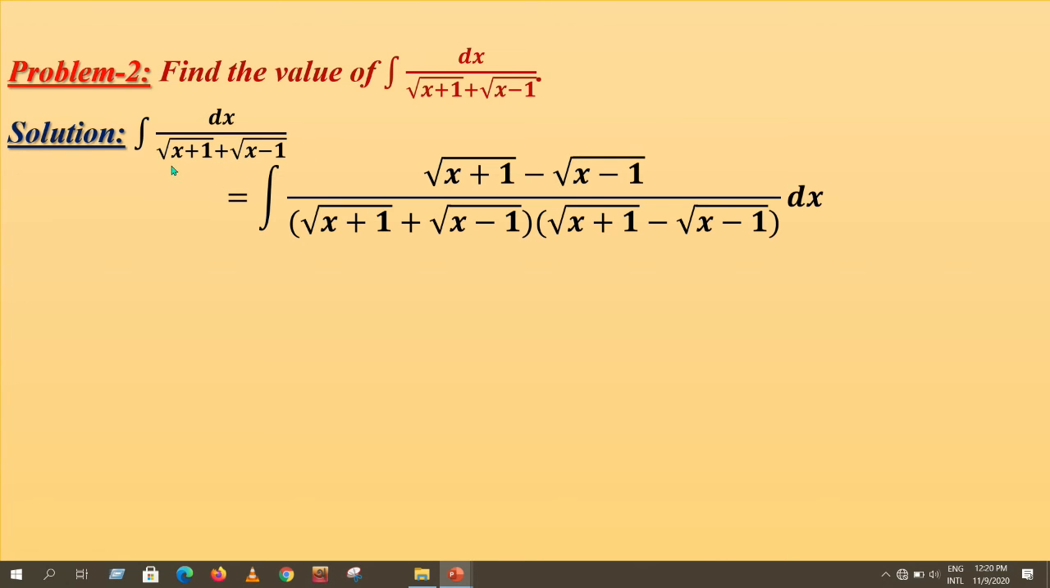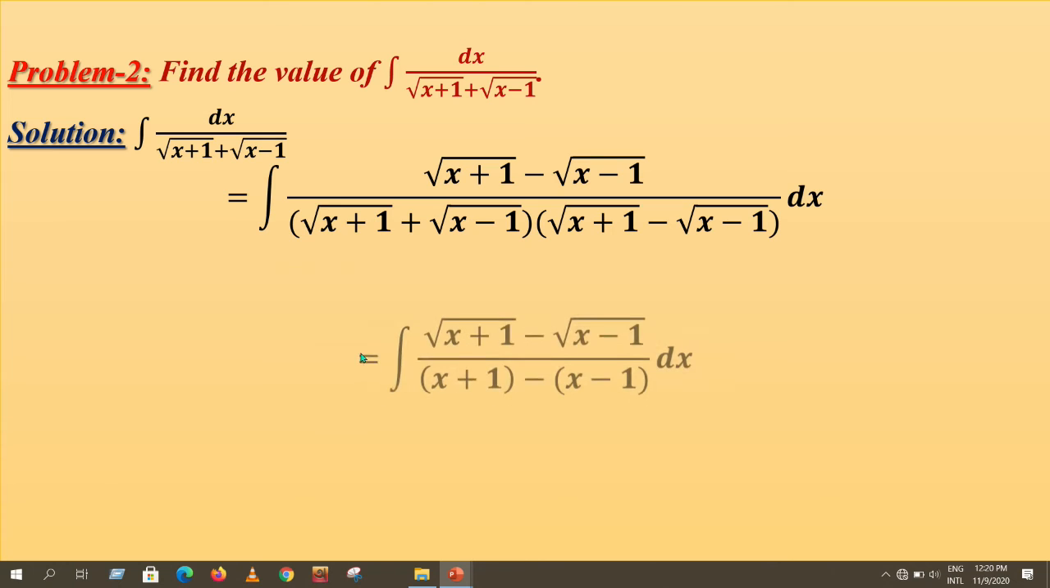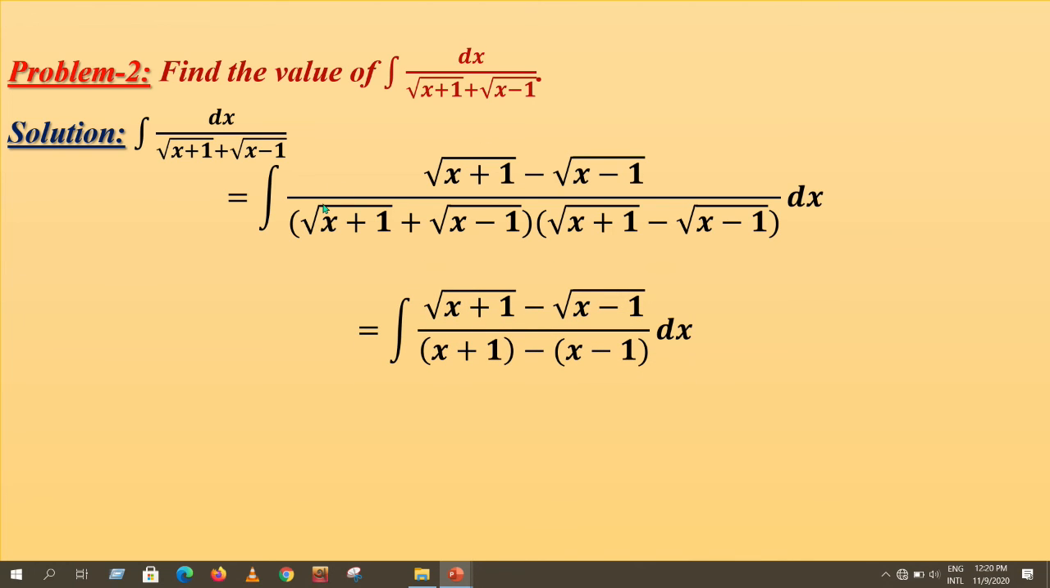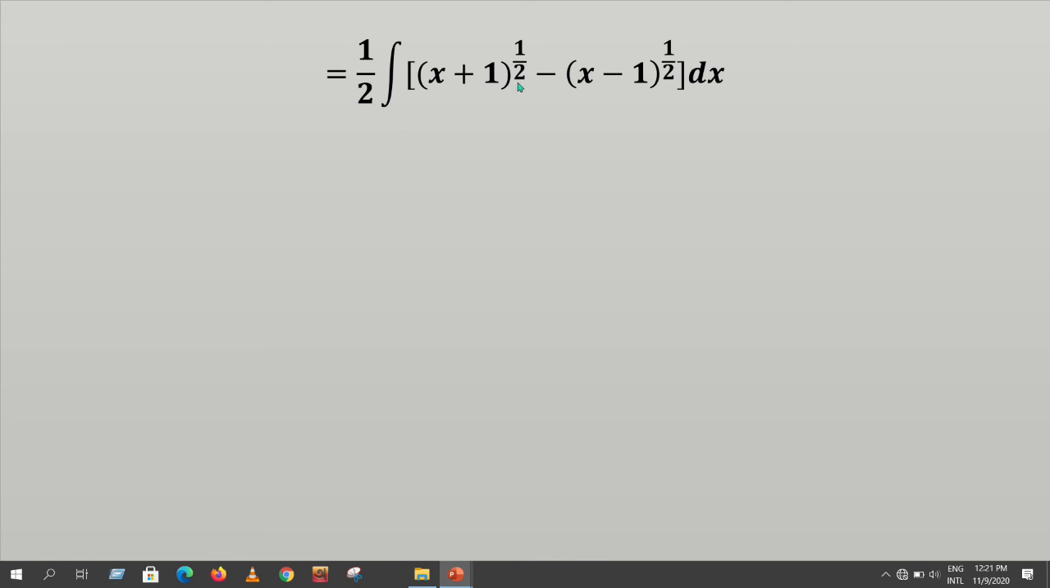A minus b means square root of (x plus 1) minus square root of (x minus 1). Okay, now calculate. The numerator is fixed, but in the denominator, the square root of (x plus 1) whole squared means x plus 1, and the square root of (x minus 1) whole squared means x minus 1. This equals, we can write, numerator fixed, and the denominator will be 2. Now this equals half into the integral of (x plus 1) to the power half minus (x minus 1) to the power half dx.